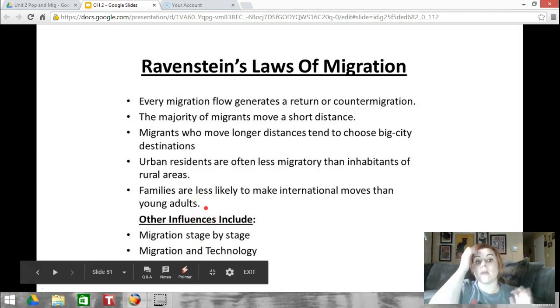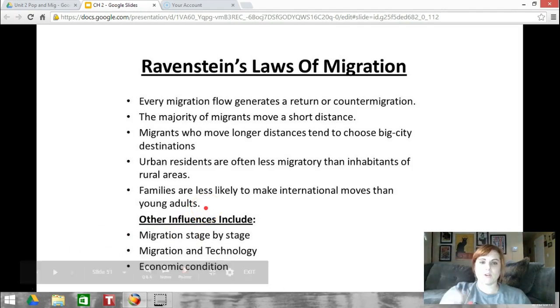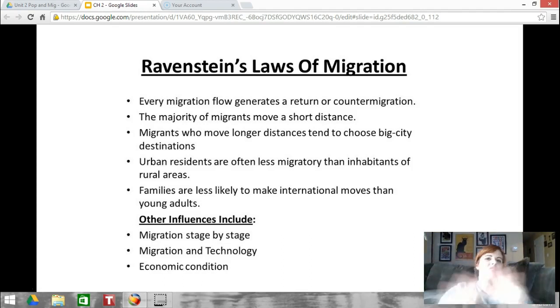When we talk about refugees, however, which we are going to talk about a little bit more later, these don't always hold true. This is usually voluntary migration that we're talking about that follows these trends. Obviously, refugees, oftentimes those are families, but that's because they're moving because they have to, right? That's a forced migration.